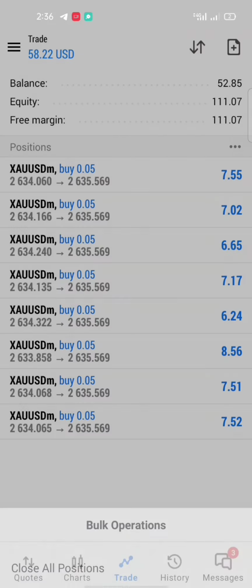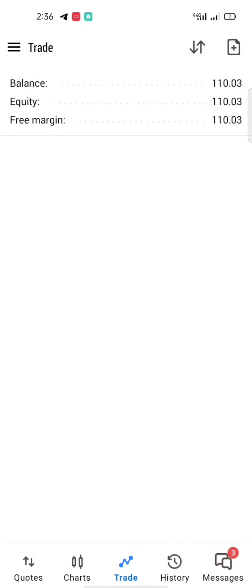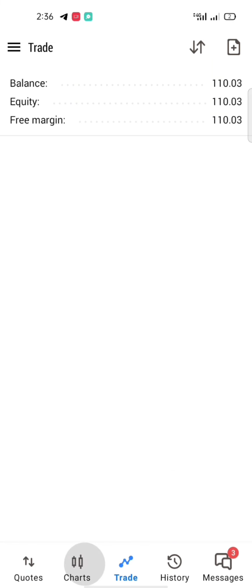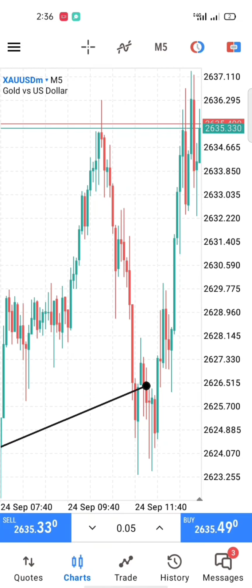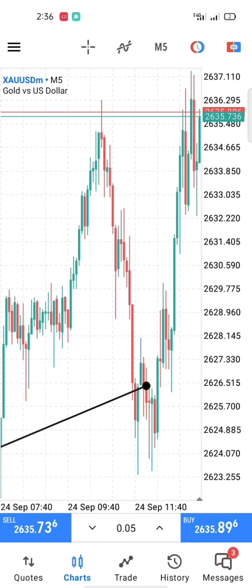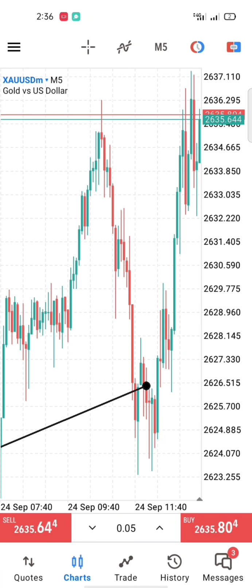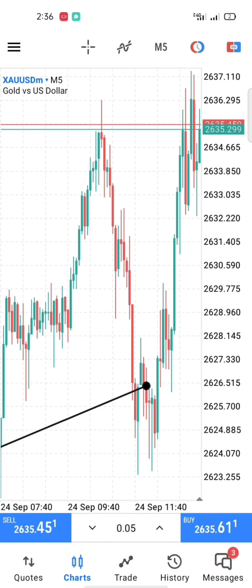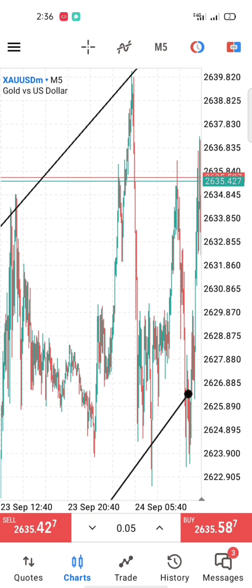I'm closing out the trade in profit, closing up positions, and from that amount we're currently up $110.03 in profit just now. The way I'm trading, gold is very, very volatile, and if you're in the right direction, you make a lot of money trading gold. When you master the right strategy and know what you're doing, you'll be very profitable in this space of trading. So currently, let's watch this trade.